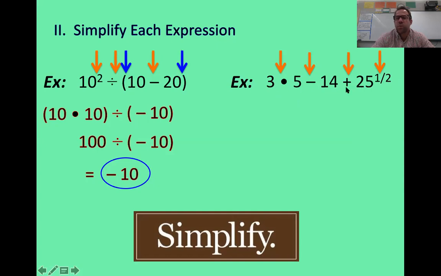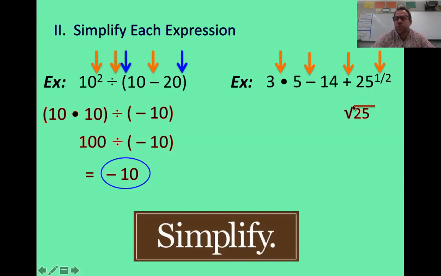So if there are no parentheses, then who gets the next highest priority? Like seniors, if there are no seniors, then we're looking for the juniors. So the next priority is going to be this exponent right here. Now, you may not have seen this very often, but when you have an exponent that's a fraction, the fraction 1/2 really means square root. This is just a fancy way to write square root, so we want to do that first. So 25 to the 1/2 means the square root of 25.